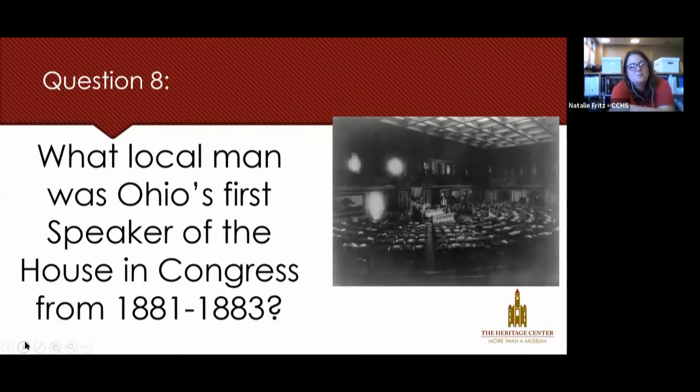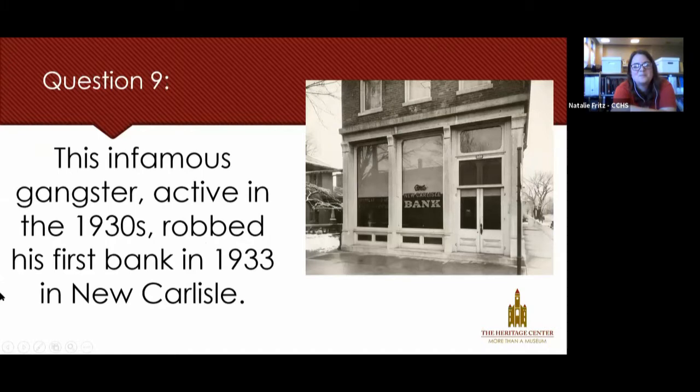Question 8. What local man was Ohio's first Speaker of the House in Congress from 1881 to 1883? Question 9. This infamous gangster, active in the 1930s, robbed his first bank in 1933 in New Carlisle.